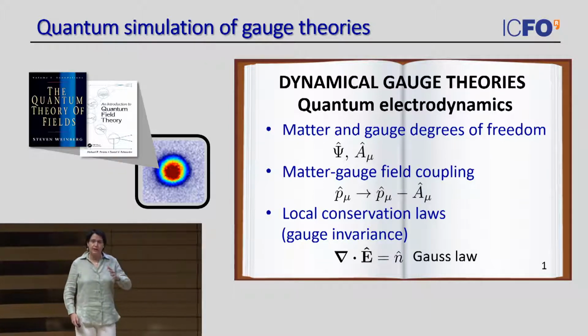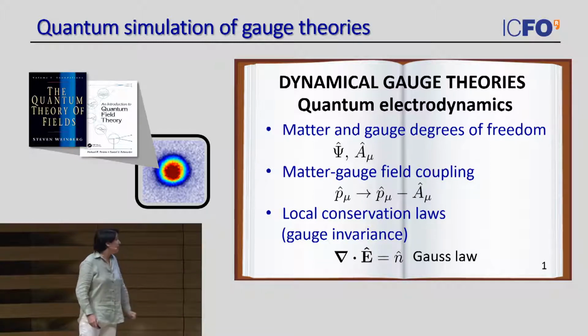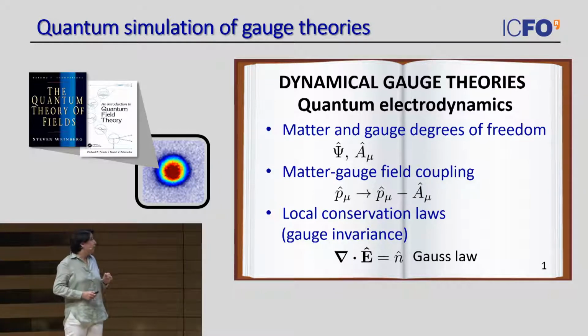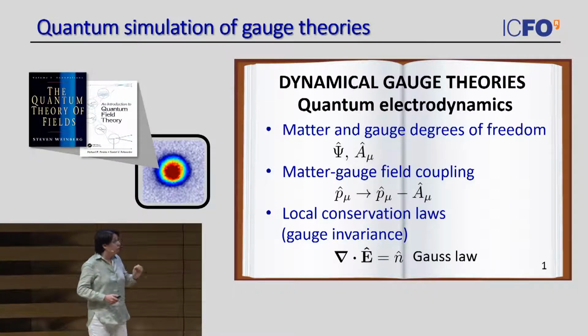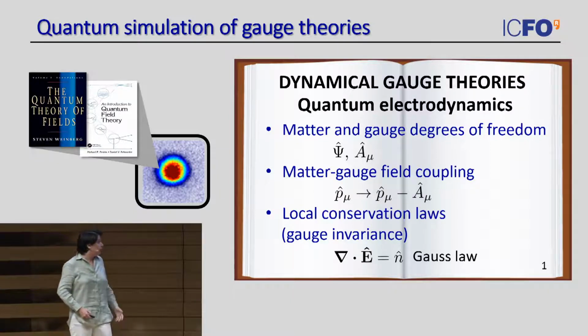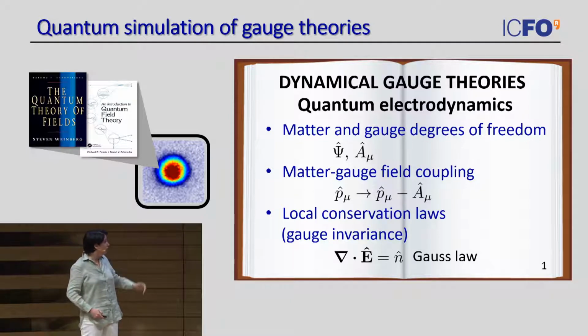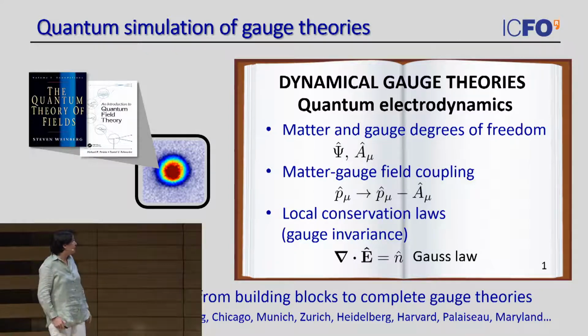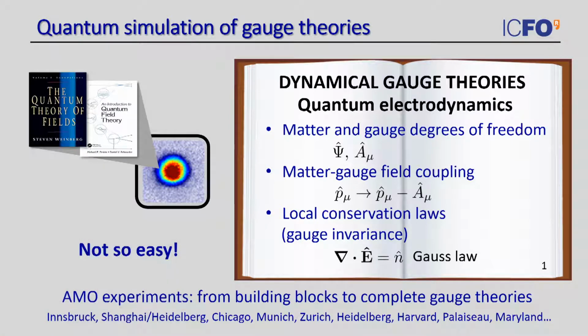And this implies that the gauge theory is gauge invariant, and it is reflected in the fact that in every point of space and time, these gauge fields need to obey a local conservation law that links them to the matter fields. And for QED, it's nothing else than Gauss' law. So we need to have that the divergence of the electric field is equal to the matter density. We heard in Monica's talk that this is not so easy to implement in the lab because it leads to very constrained dynamics between these matter and gauge fields.